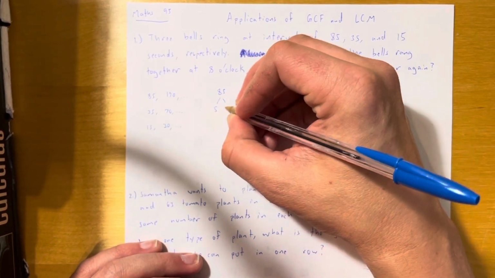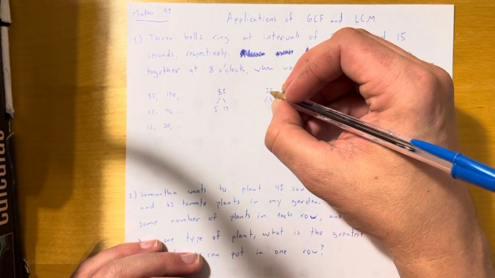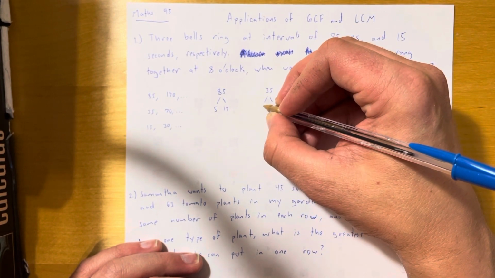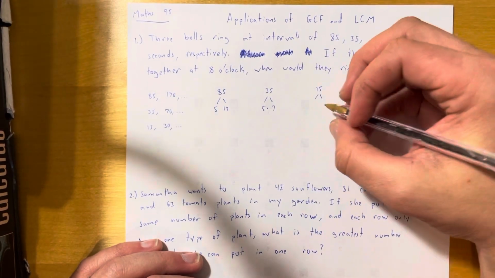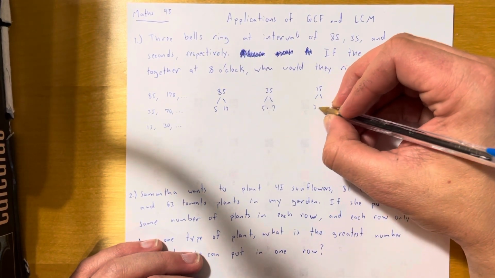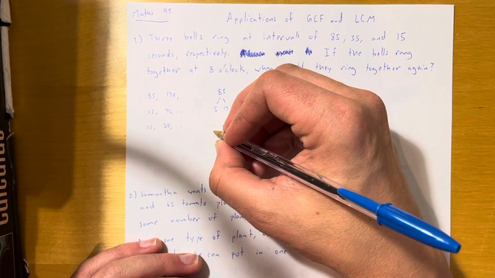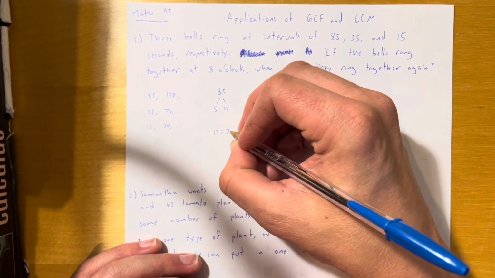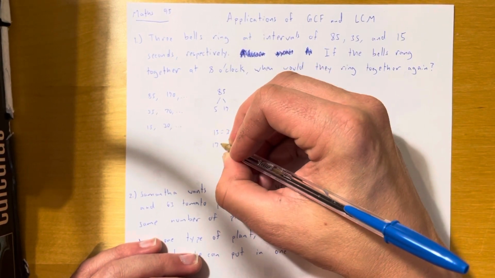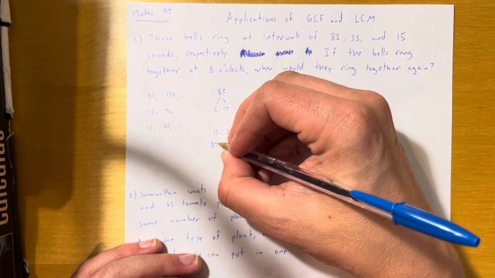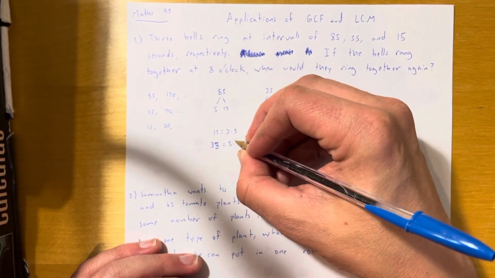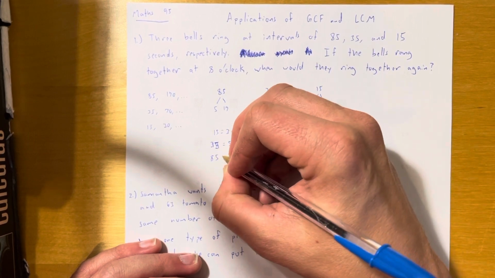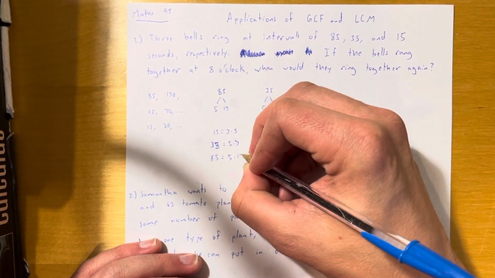85 is equal to 5 times 17. 35 is equal to 5 times 7. 15 is equal to 3 times 5. So if I were to write those out, 15 equals 3 times 5, 35 equals 5 times 7, and 85 equals 5 times 17.